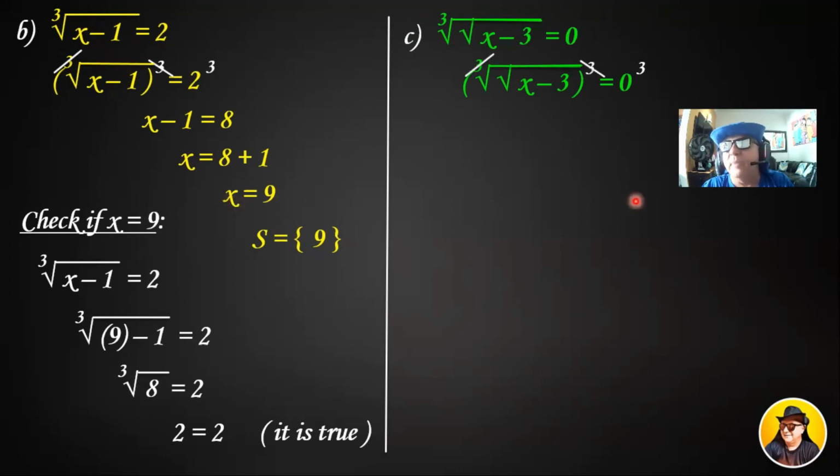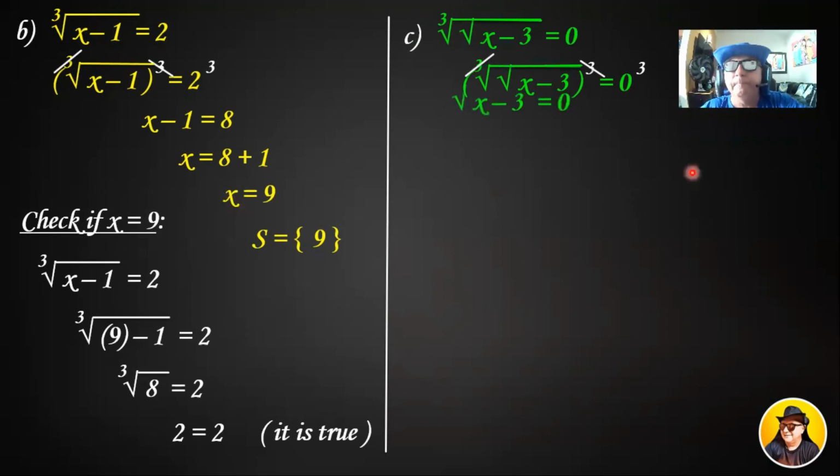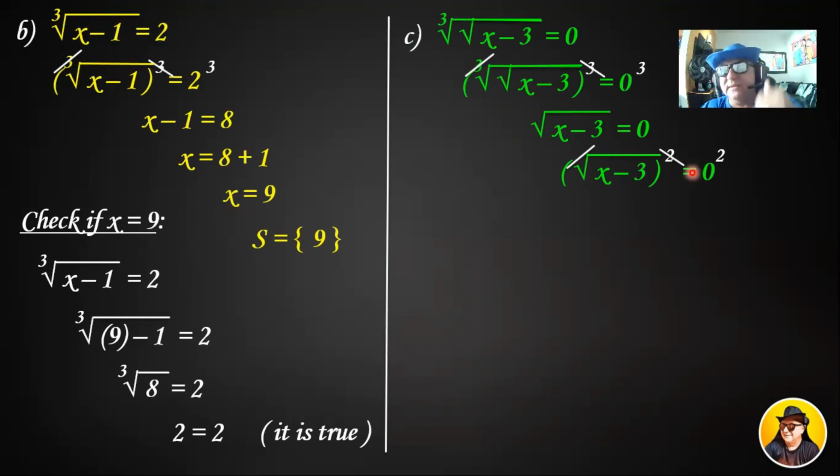Now we have the square root of x minus 3 is 0. Now let's square both sides of the equation like this. Can you see? Excellent. Now let's cancel out here and here. So what remains? Well, 0 cubed is 0, and 0 squared is also 0. So x minus 3 is 0, and minus 3 goes to the right side of the equation positively. So x is supposed to be 3.